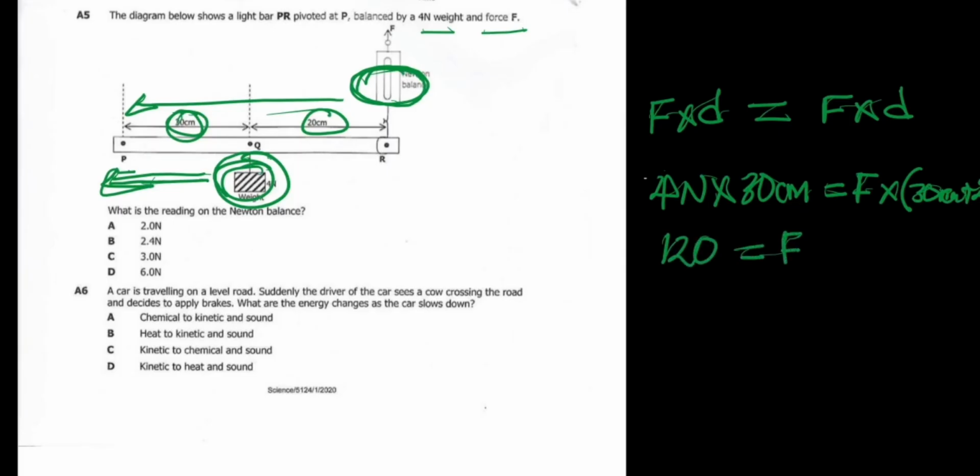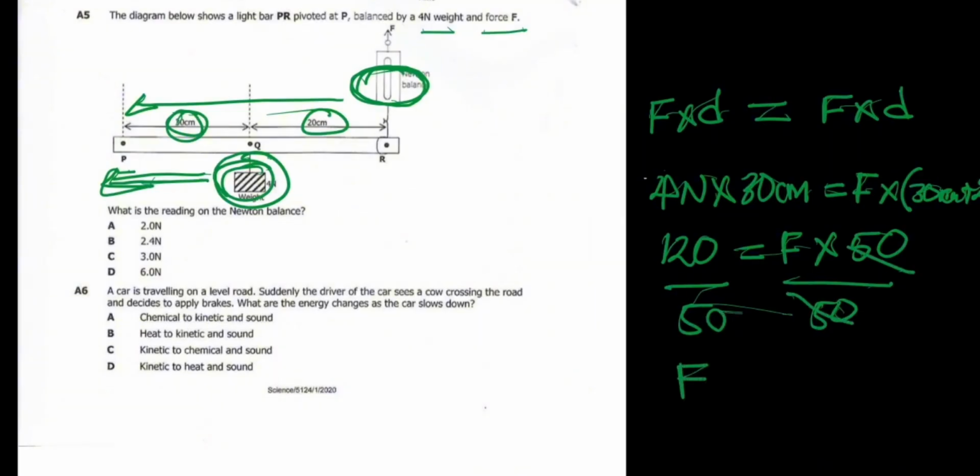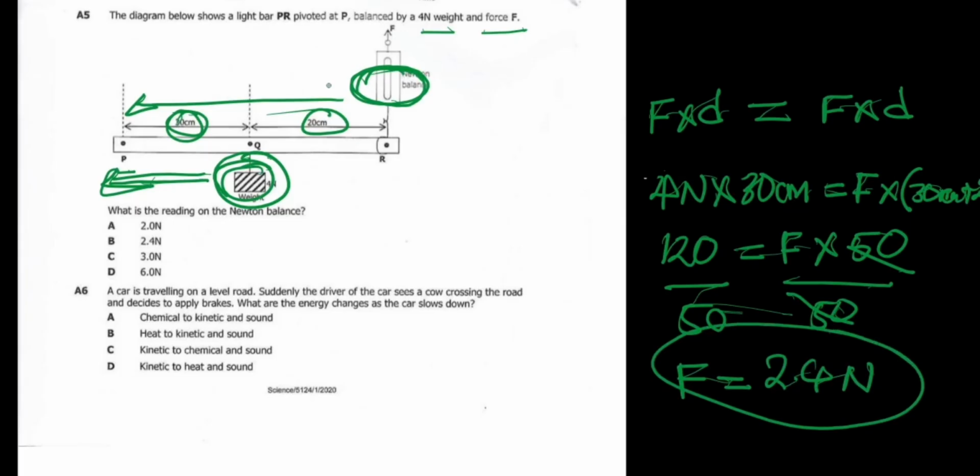And you're going to have force times 20 plus 30, which is going to give you 50. So this is going to be over 50. So force is going to be 120 over 50, which is actually going to be 2.4 newtons. So this is going to be the reading on the Newton balance. So the answer choice for us is actually answer choice B. So that is showing the correct answer when you do the math there.